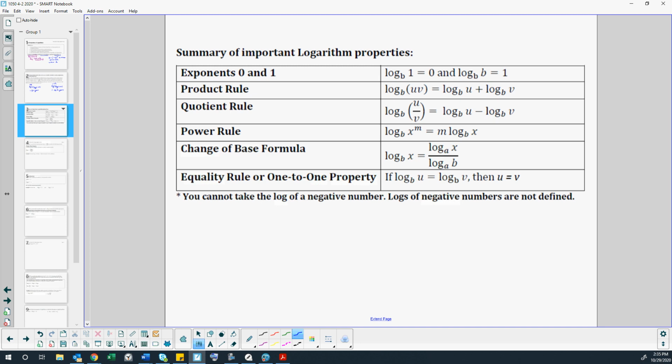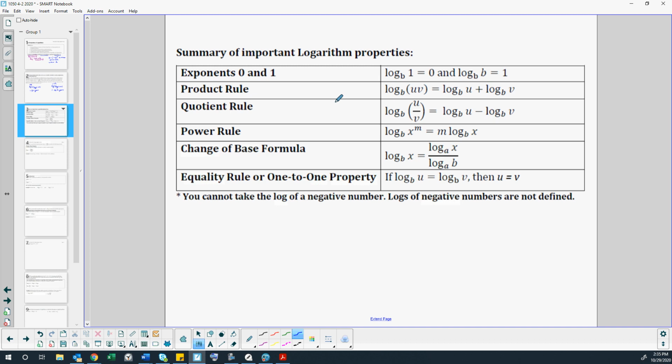Alright, here's just a splash of important logarithm properties. I decided to kind of put them all up front. We're going to be exploring them in this section. We've got exponents 0 and 1, so remember a logarithm is an exponent, so when you have an exponent of 0, your value is always 1, and if you have an exponent of 1, the value always stays the same. So that's where those logarithm properties come from. We're going to look at those along the line.